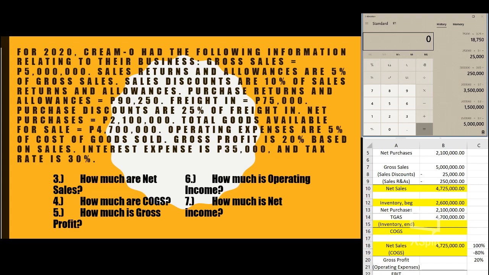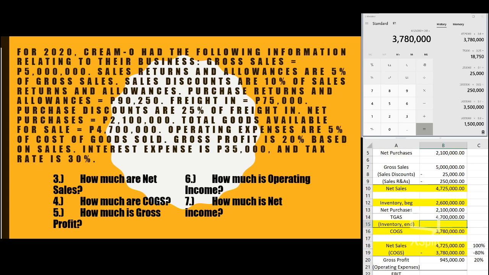Remember, if given ang 100%, we simply have to multiply it by the percentage that we want to find. So, in this case, 4,725,000 times 0.8. So, our cost of goods sold will be 3,780,000. Negative tayo dito. Which means our gross profit will be 945,000. Once again, yung gross profit natin dito, yun na rin yung mapupunta doon. So, 3,780,000. Copy lang natin yan.